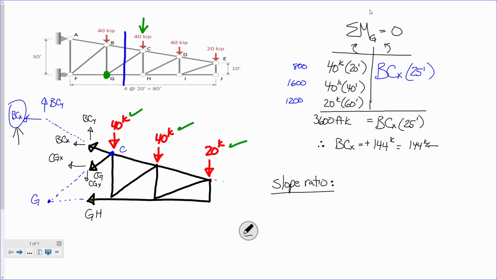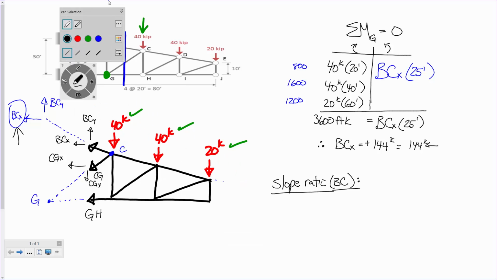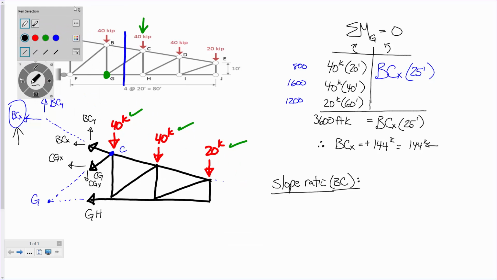All right. We're looking at member BC. Maybe I should go ahead and put that up there for now. All right. Let's look at member BC.